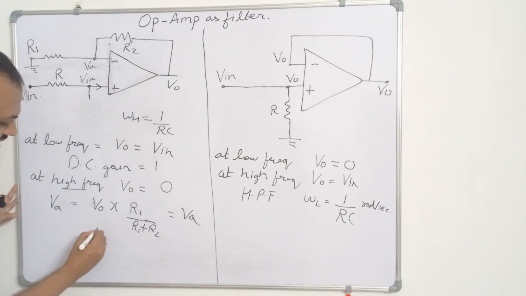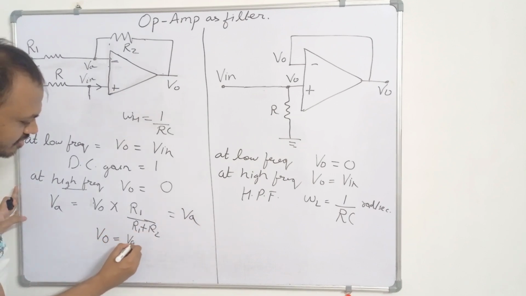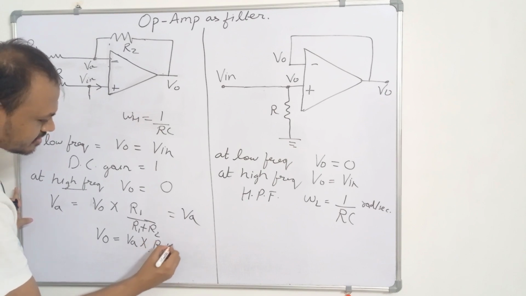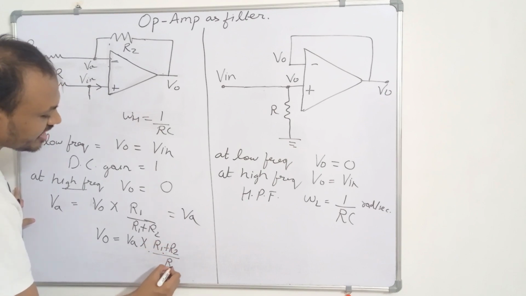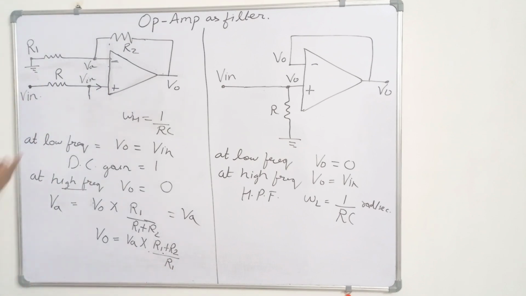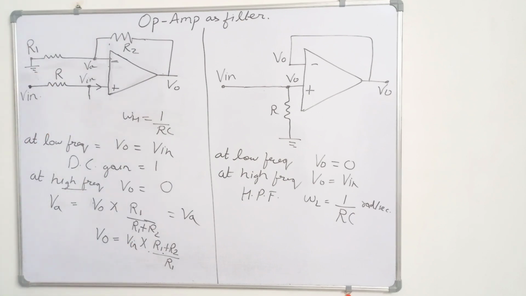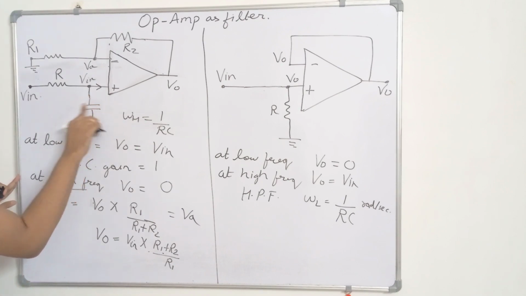So at low frequency V naught equals VA into (R1 plus R2) upon R1, and VA is nothing but V in. So the gain equals (R1 plus R2) upon R1, or 1 plus R2 upon R1, where R2 is the feedback resistance. So the low frequency is passed with gain 1 plus R2 upon R1.